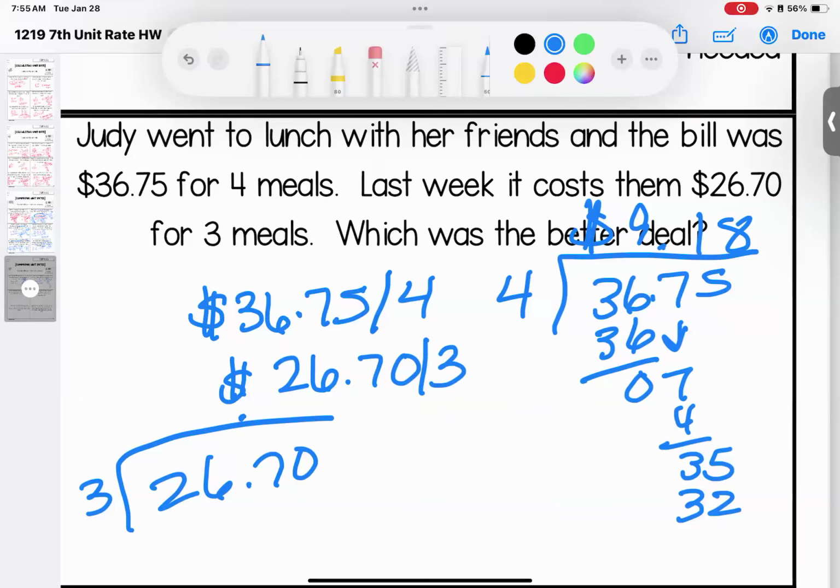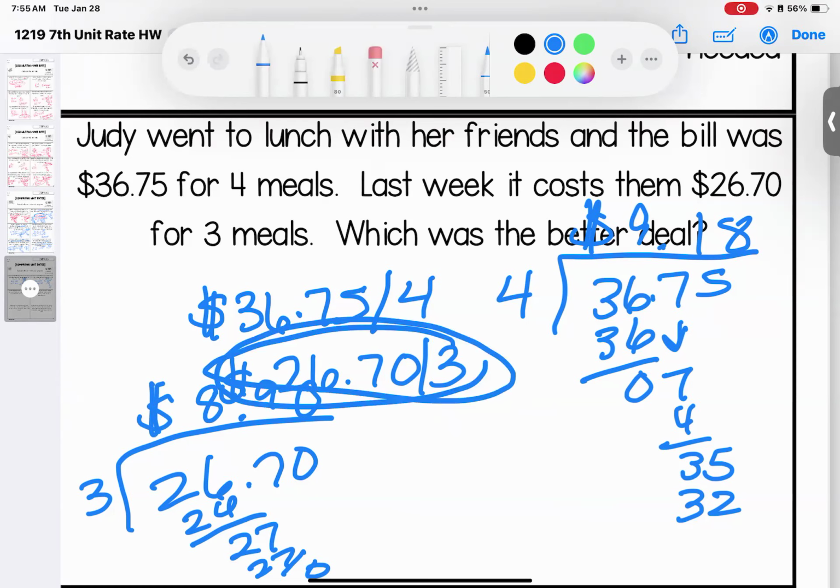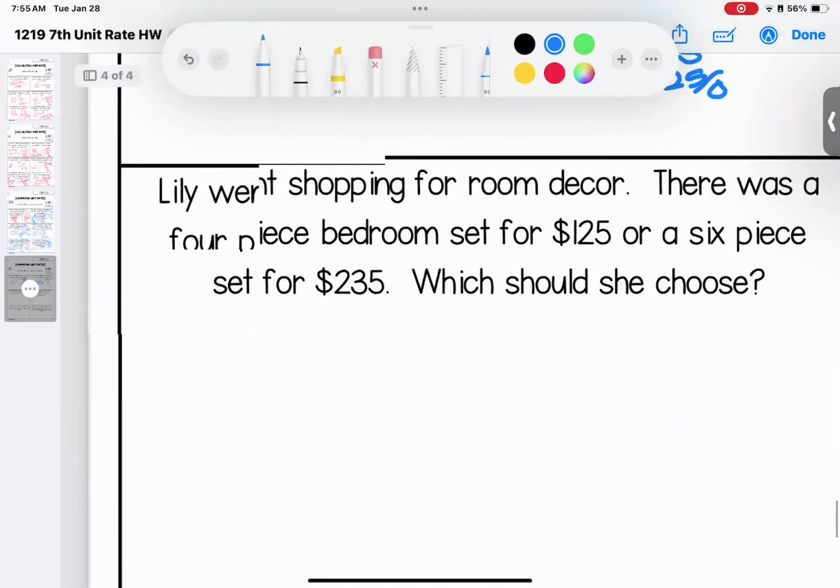3 times 9 is 27. 3 times 8 is 24. 3 times 9 is 27. And then a 0. So which was the better deal? The day it cost them $8.90, which is the 26 for 3.